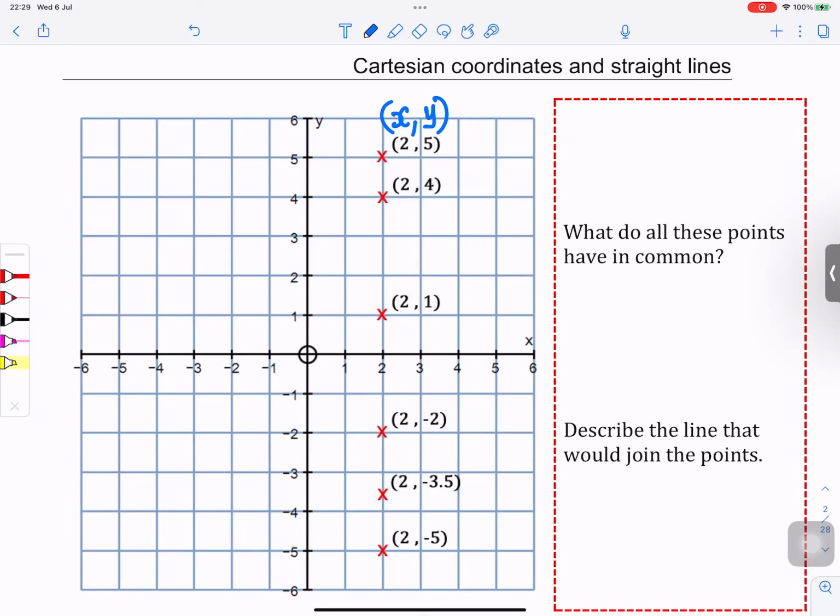Let's look at the one below. It's 2, 4. The X is 2 and the Y is 4. The next one below is 2, 1. X is 2 and the Y is 1. The next one below, 2, -2. X is 2, Y is -2. And below, X is 2, Y is -3.5. X is 2, Y is -5.